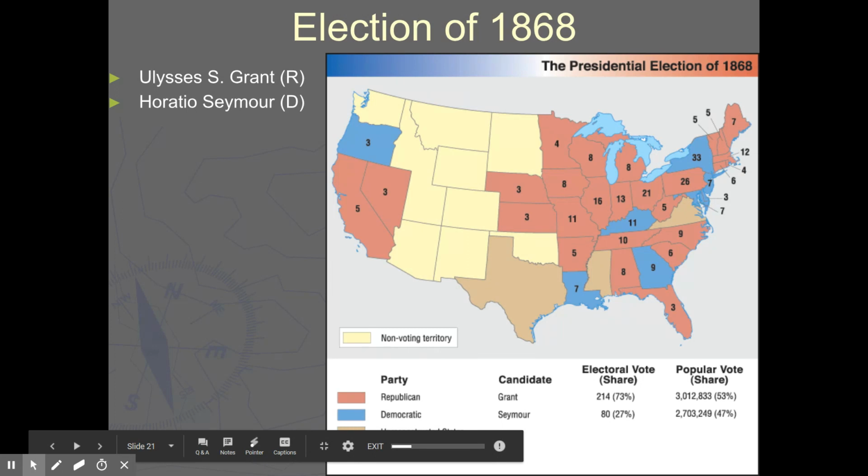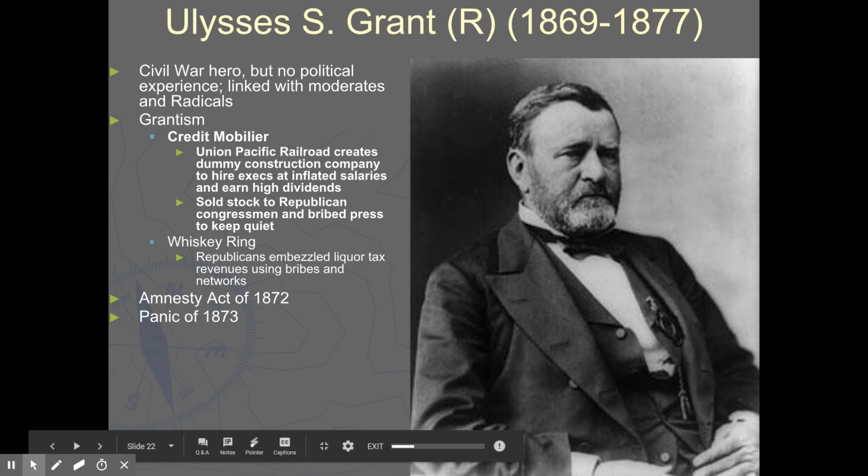All right, so in 1868, Ulysses S. Grant will be elected president. He's going to use what we call waving the bloody flag, waving the bloody shirt, insignia of the Civil War, to win the election. And during Grant's presidency, a lot of scandals are going to occur. He was a Civil War hero, but he had no political experience, and he linked the moderates with the radicals. So, just to talk about some of the scandals that happened while Grant was president. If you were to rank Grant as far as effectiveness as president, he would be on the lower end of the spectrum.